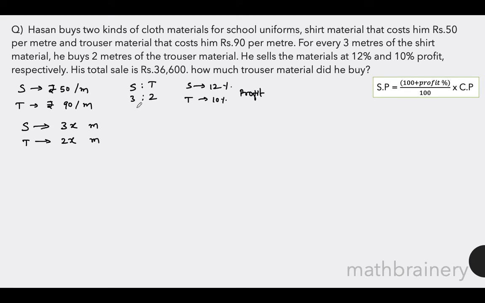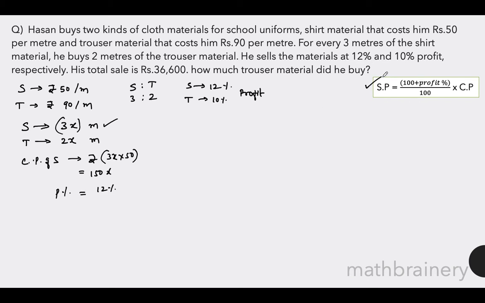Now first let us calculate the cost price. Cost price of shirt material. What is given? Shirt material cost him 50 rupees per meter. How much shirt material did he buy? He bought 3x meters of shirt material. So if for 1 meter it cost him 50 rupees, for 3x meters how much should it cost him? It should cost him 3x into 50 rupees, which is 150x rupees. Profit percent is 12%.